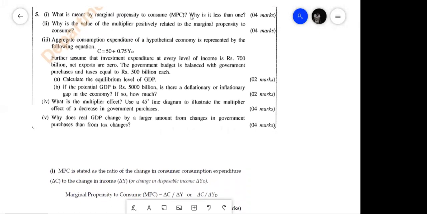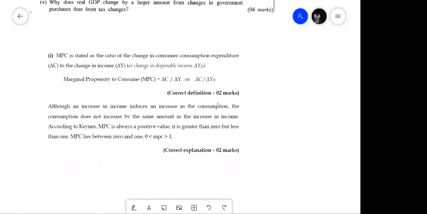But then this one, why should the MPC be less than 1? You need to say, look at the answer here. They say, although an increase in income induces an increase in consumption, it does not increase by the same amount as the increase in income. Now, what does an MPC of 0.8 mean? It means if income increases by 1 rupee, consumption will increase by 80 cents. That is what it means.